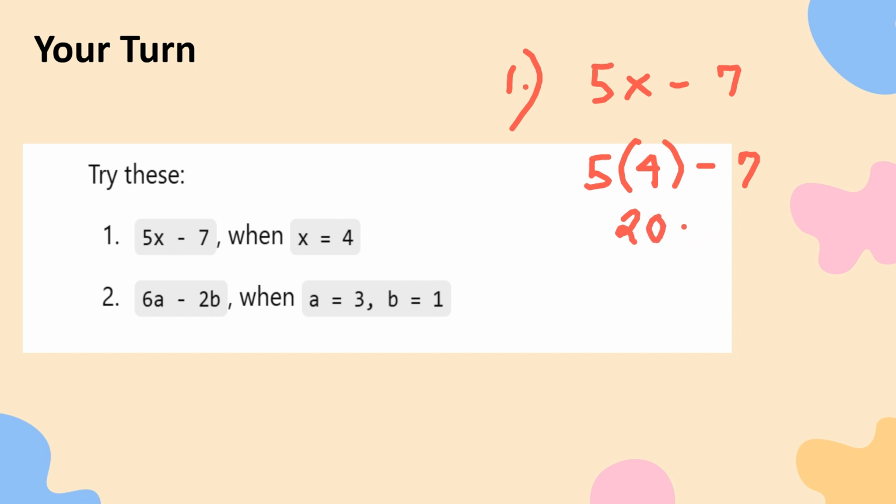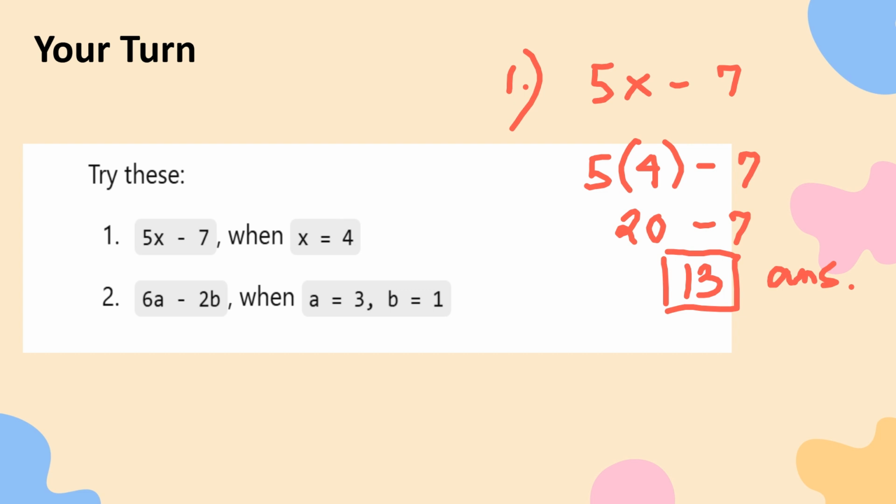Yes, 5 times 4 is 20, minus 7. Of course, what is 20 minus 7? That would be 13. Okay, that is our answer. Did you get it right? Yes, I believe you got it right. So the answer is 13.